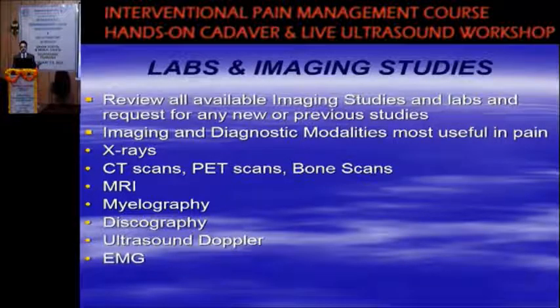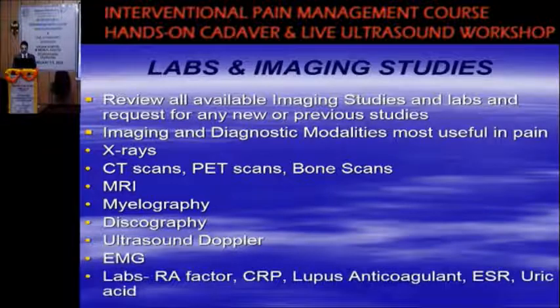EMG, simple test, non-invasive. The only problem with EMG is it's painful, so you've got to be careful ordering an EMG. In a patient with CRPS, I would not order an EMG because they will curse you for getting an EMG done. And labs, RF factor, you don't need any other lab. One single RF factor can make you a diagnosis of rheumatoid arthritis, CRP, lupus, ESR, uric acid, gout.